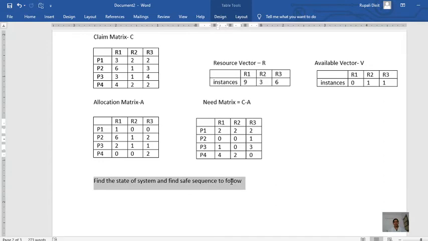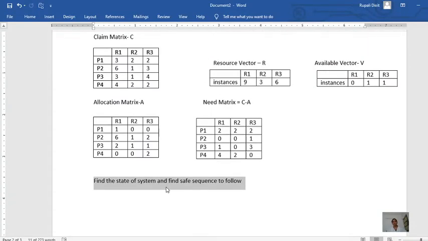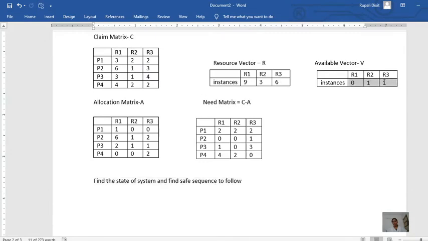Now, the question is: find the state of the system and find the safe sequence to follow. Here we are going to find out the safe state of the system. Now we will concentrate first on the available resources.